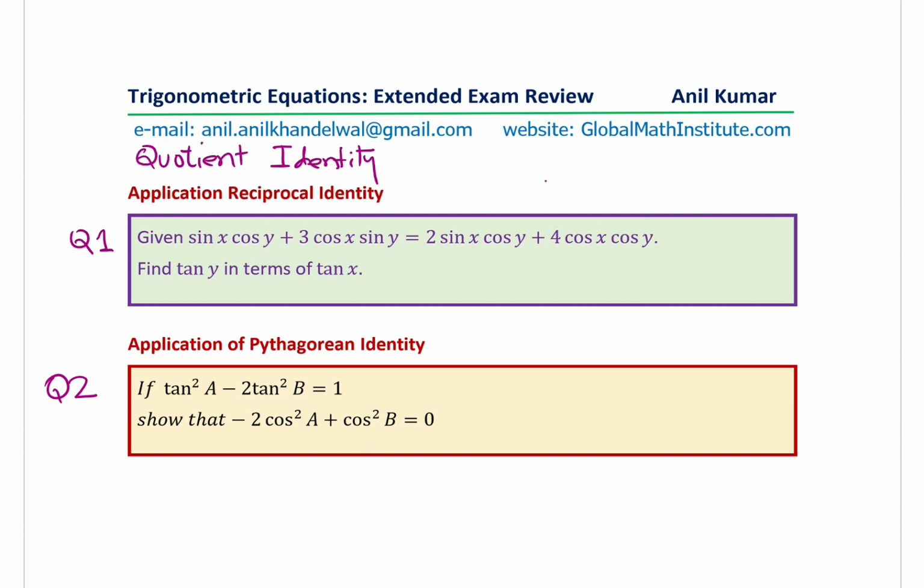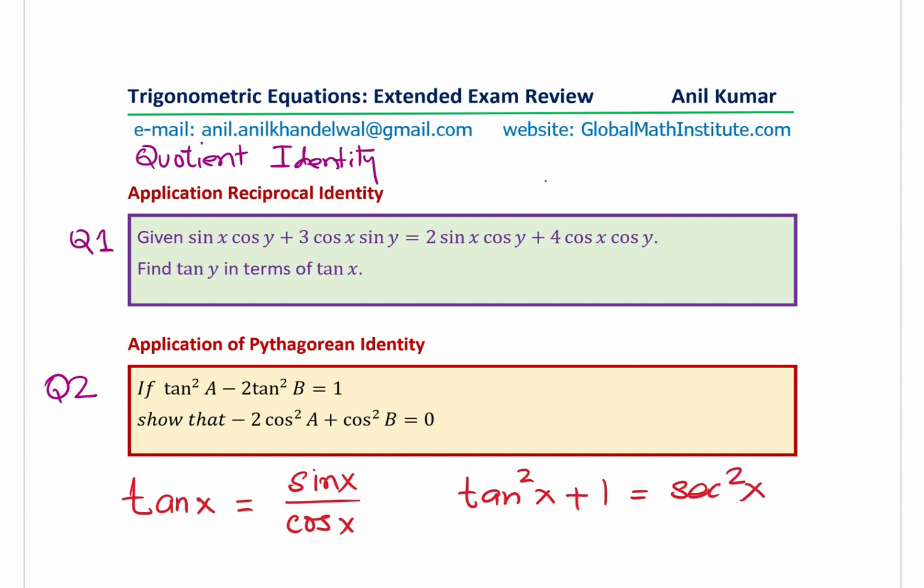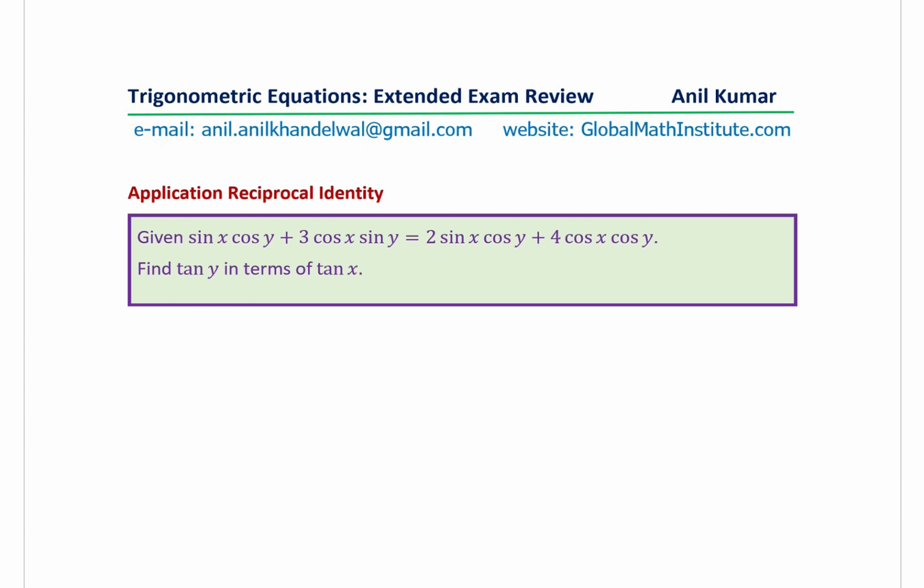Let's talk about these identities. We know we could write tan x as quotient of sin x over cos x. We also have, in terms of tan, tan square x plus 1 is equal to secant square x, right? So these are the identities which we are going to use. Let's begin with the solution of the first one. You can always pause the video, answer these questions, and then look into my suggestions.